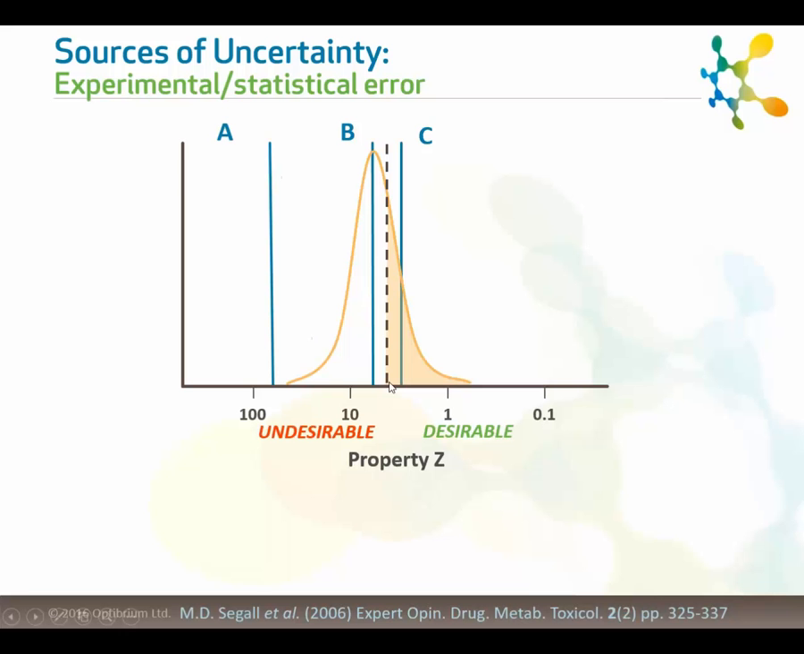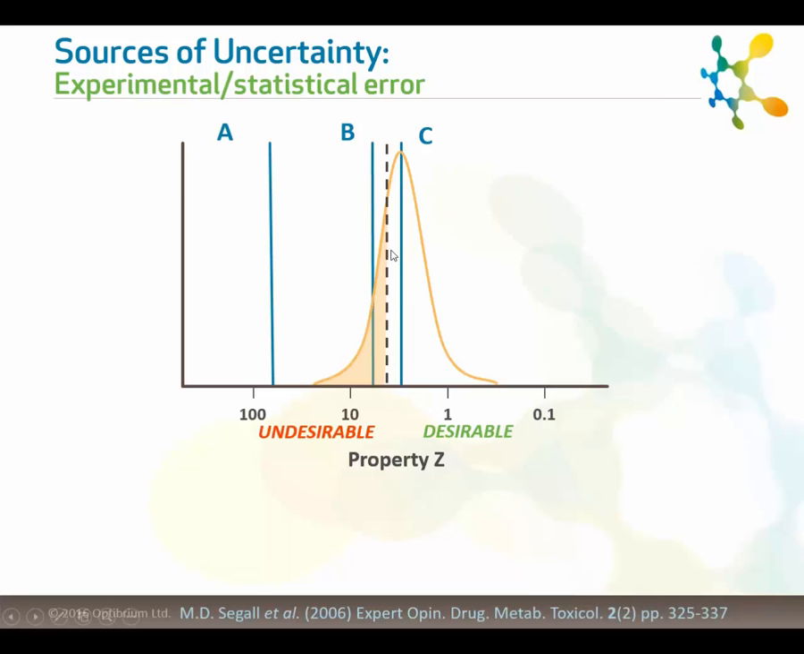But on the other hand, compound B, although it appears not to meet the criteria, you see from this uncertainty there's actually a significant probability, that shaded region there, that it's good enough, that it does meet our criterion given that uncertainty. And for C, although it looks to be our best, there's again a significant probability, the shaded region, that it doesn't meet our criterion.